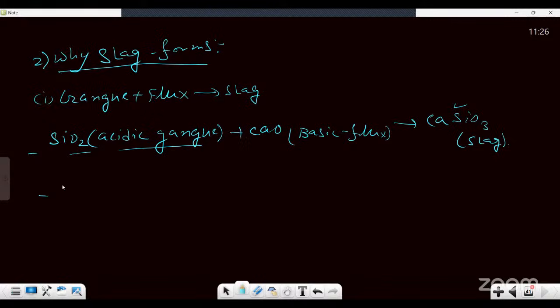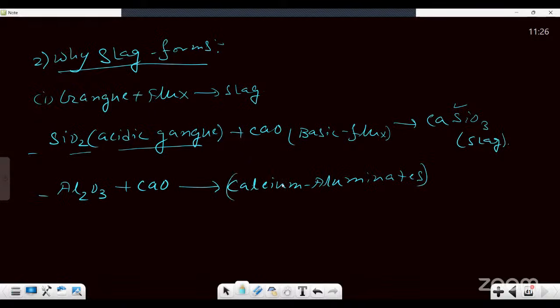Similarly, Al2O3, which is in the gangue form, if I add CaO, which is a basic flux again, what will happen? You will get calcium aluminates, which are in the slag form.